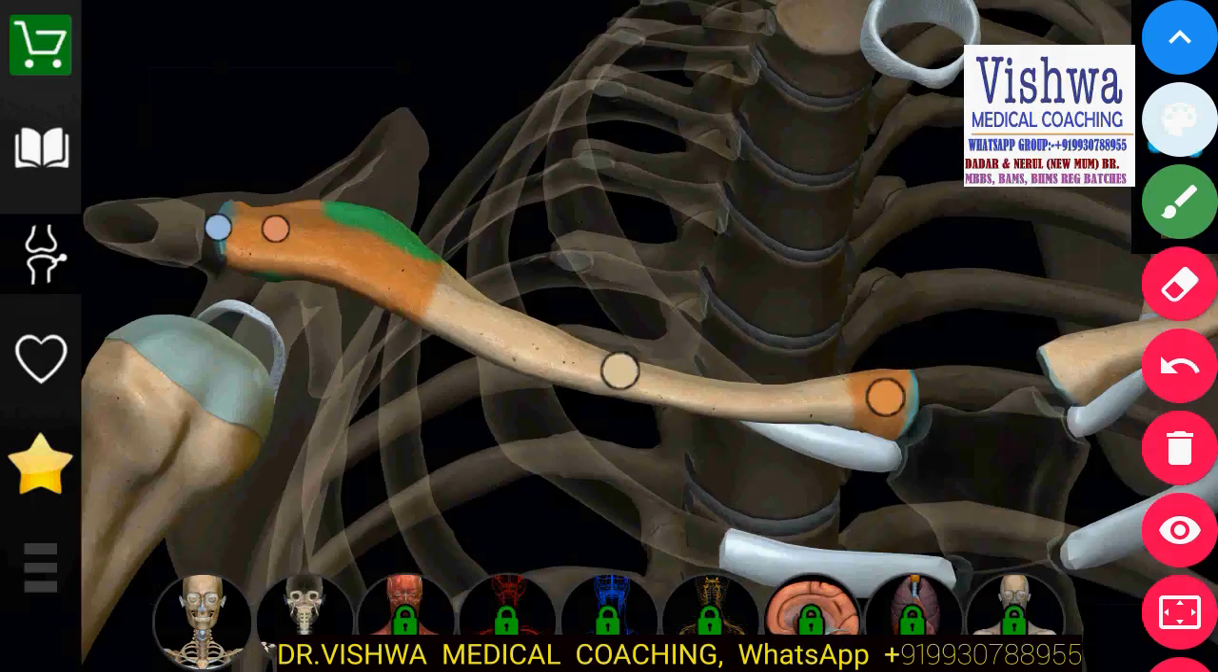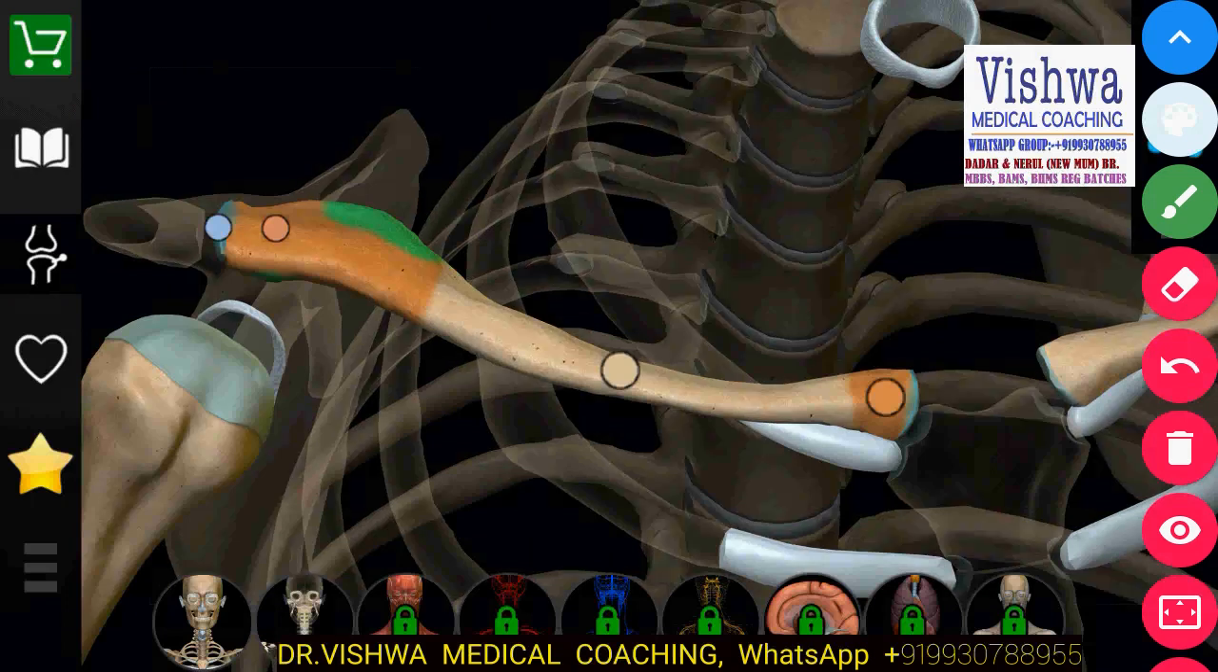Let's go to the muscles. Which are the muscles which are attached to the clavicle? You must have been aware. We have the deltoid attached here. We have the pectoralis major attached here. We have the deltoid coming up on the medial border. We also have, below the clavicle, the subclavius.